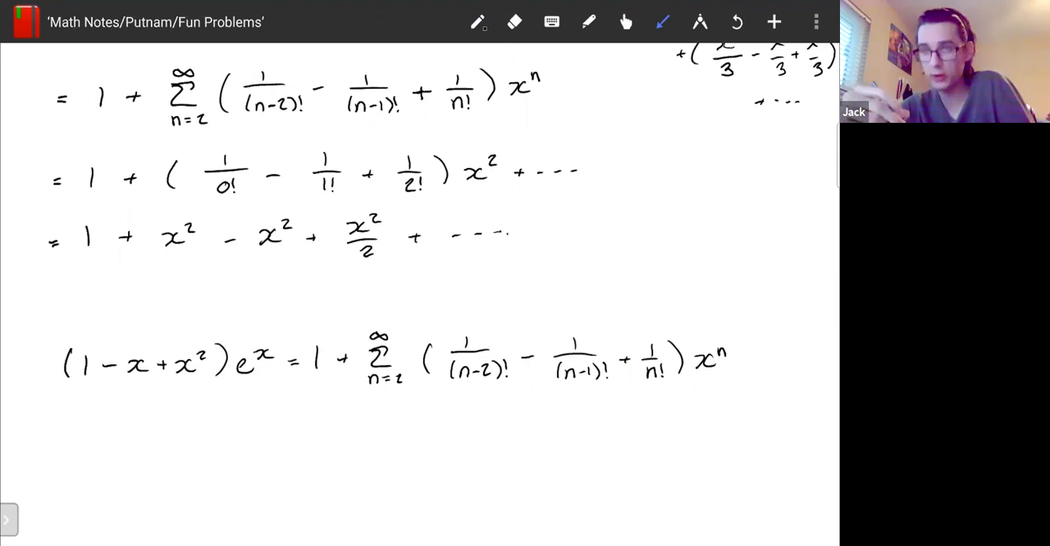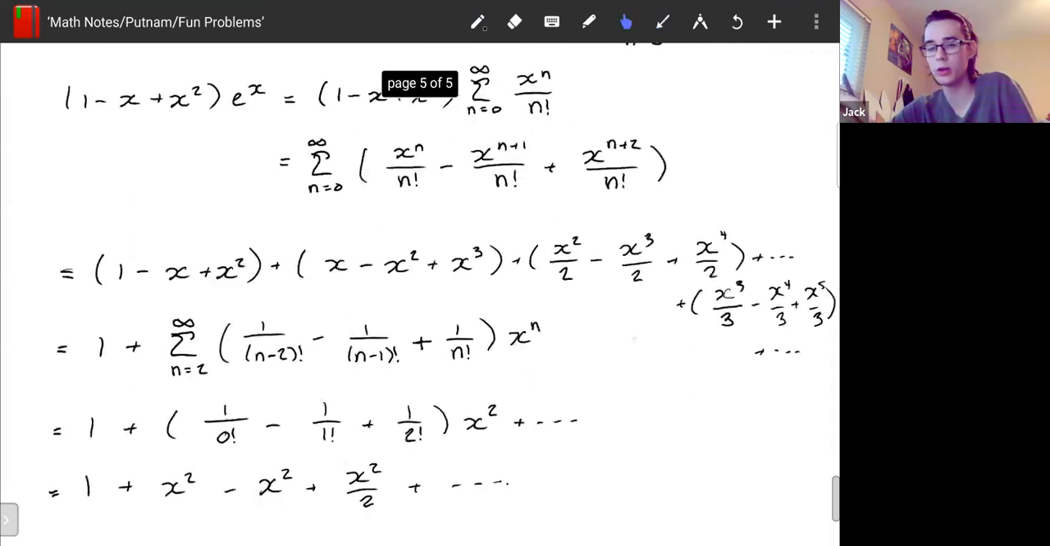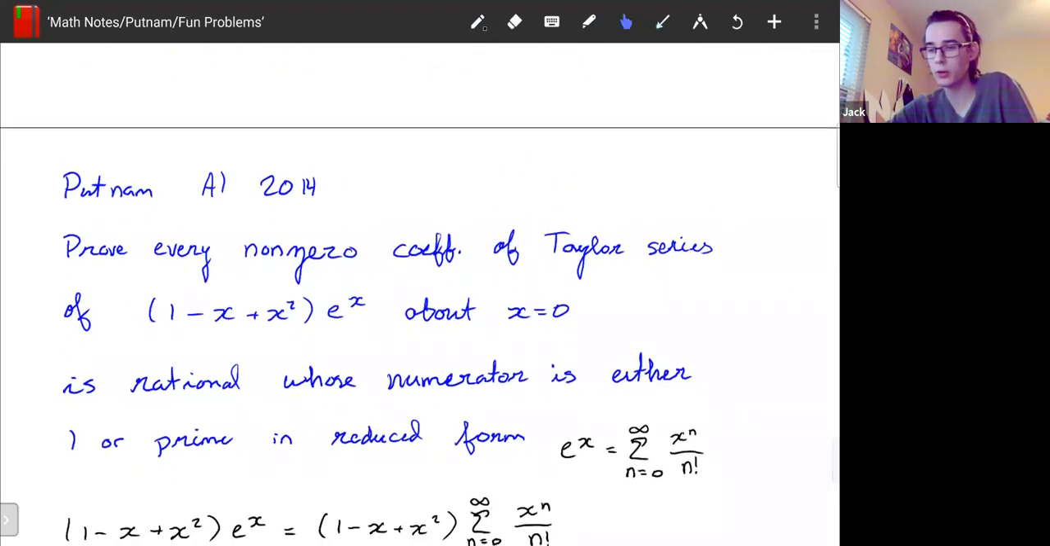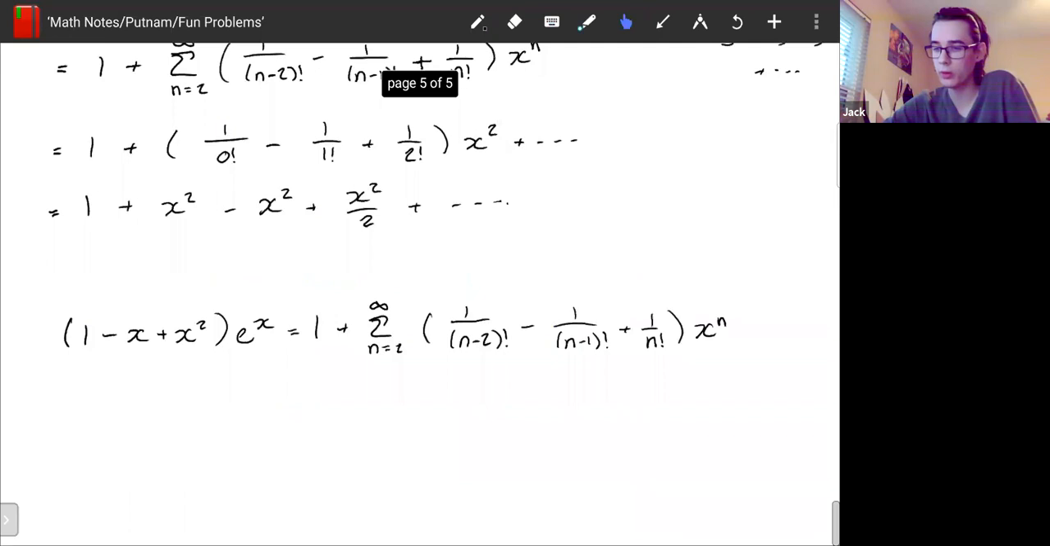The very first coefficient, this one right here is a 1, so it's good, right? Because remember in our original condition, the numerator either has to be 1 or prime, and of course, the numerator of 1 in reduced form is just 1. So that's good. Now we have to check the hard part, these coefficients here.